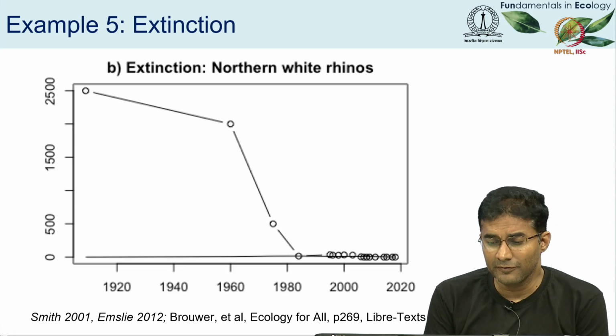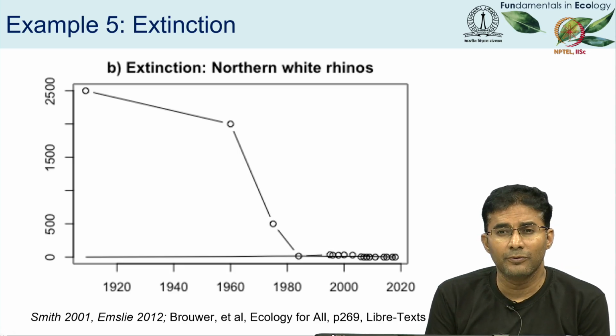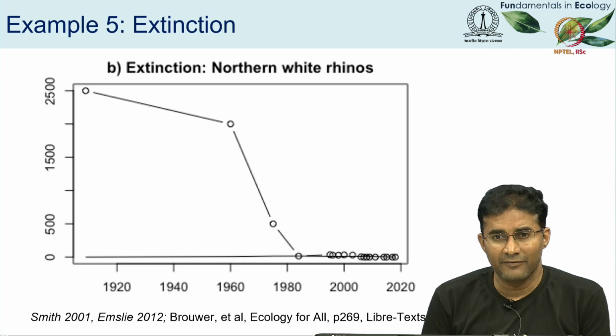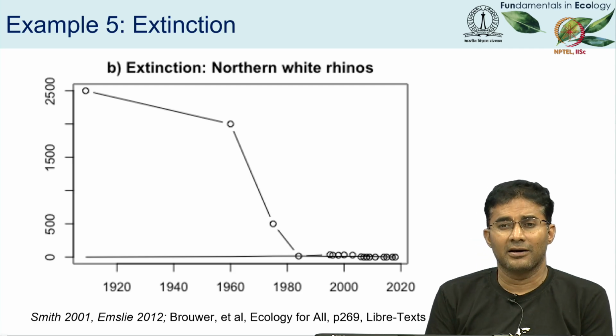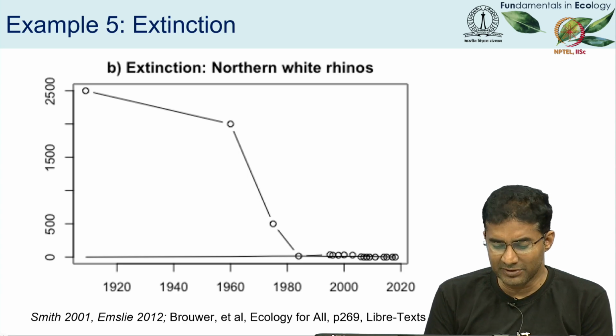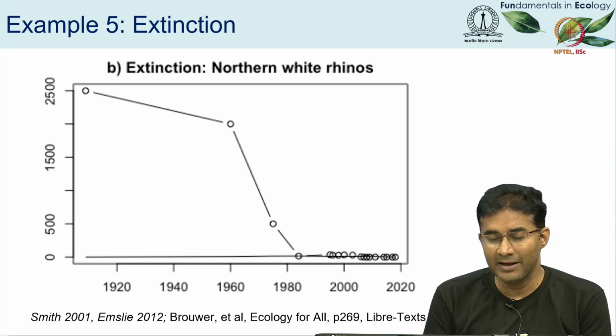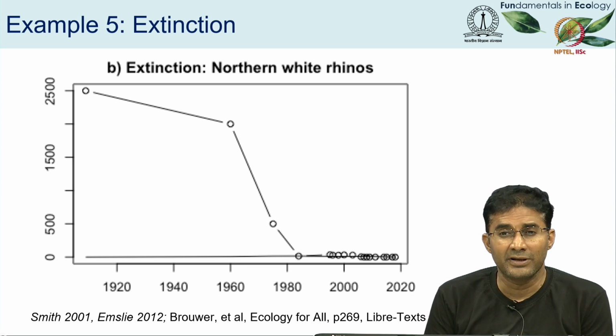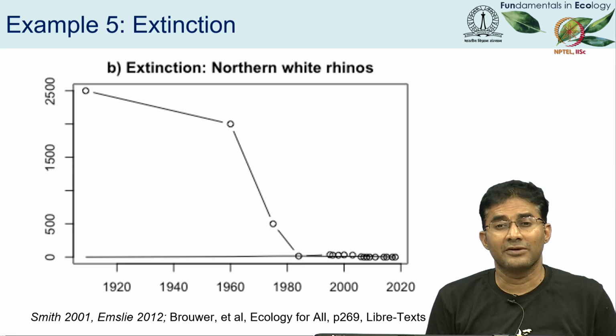And for those of you who follow wildlife studies, you might be familiar with the extinction of northern white rhinos, which went extinct in the last decade or so. Their numbers were decent for some years, but began rapidly decreasing since the 1960s, eventually leading to extinction. It is not merely a decline, but the entire population eventually went extinct.